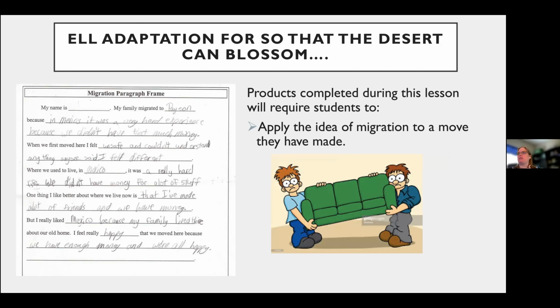And so what they do is they apply the idea of migration to a move maybe that they've made. Maybe they've switched houses, or maybe they've switched states or cities. There's a guided written example here where they talk about where they migrated to, why, and how they felt, and it makes them reflect back on why and how we moved here. And if you don't have anybody that had moved, you can always have them tell a story of their family and that movement.